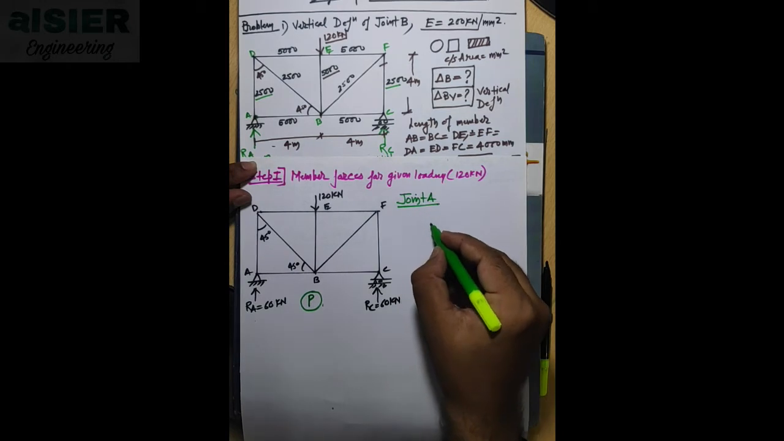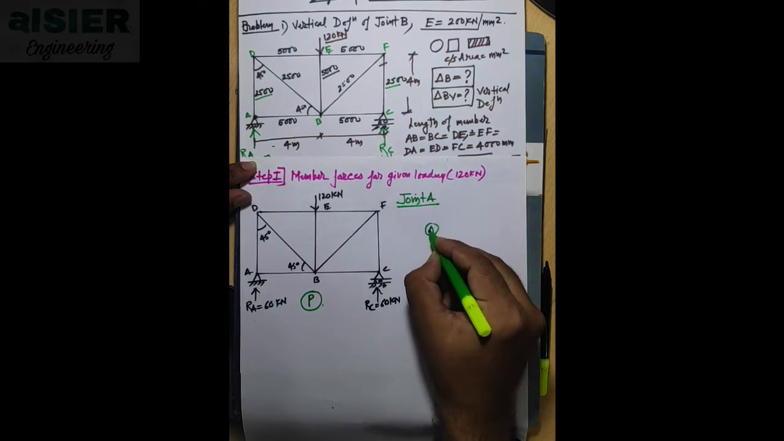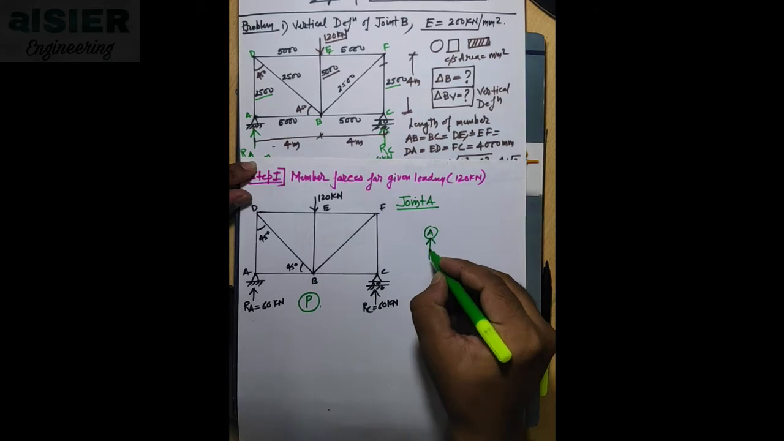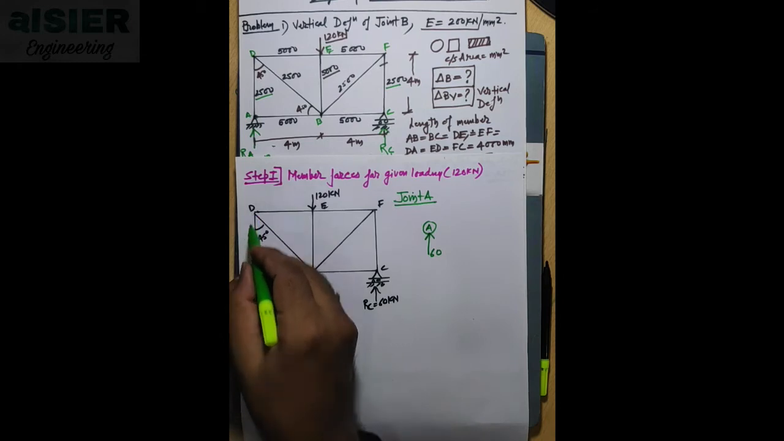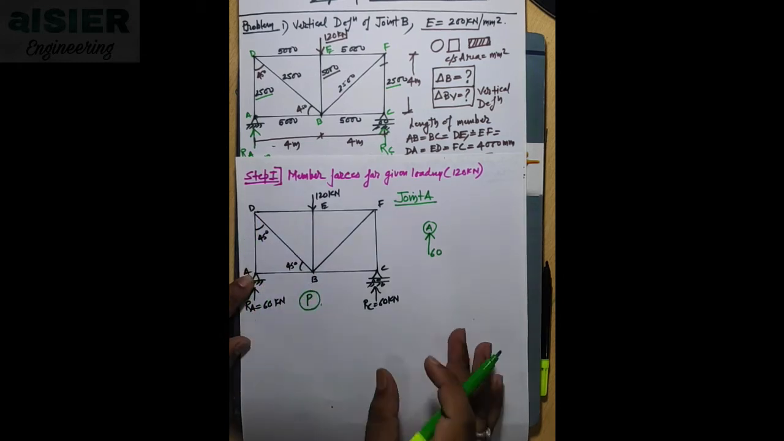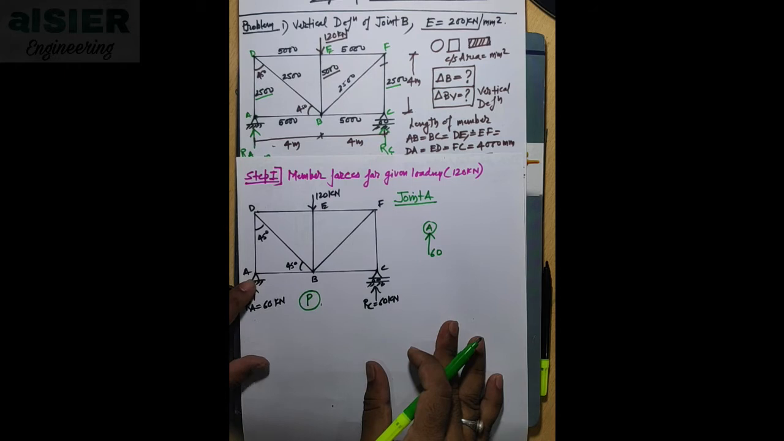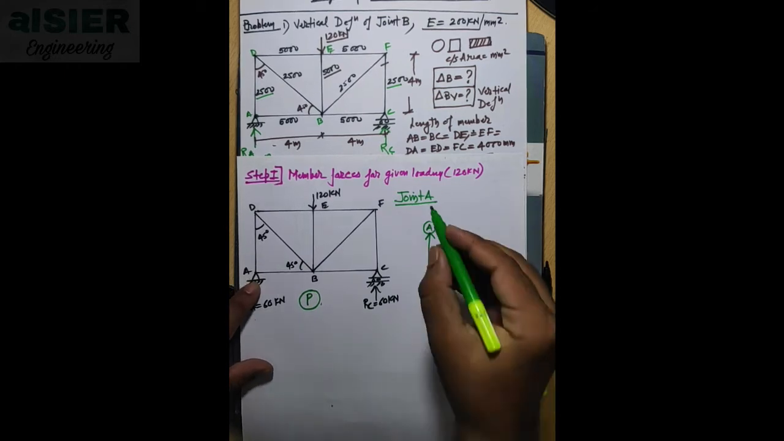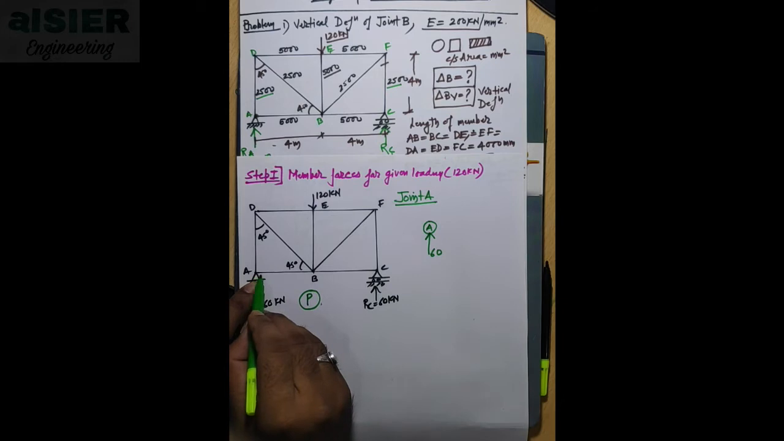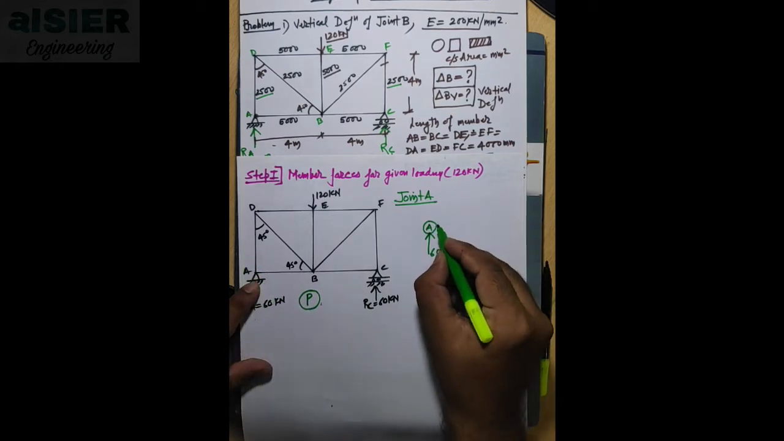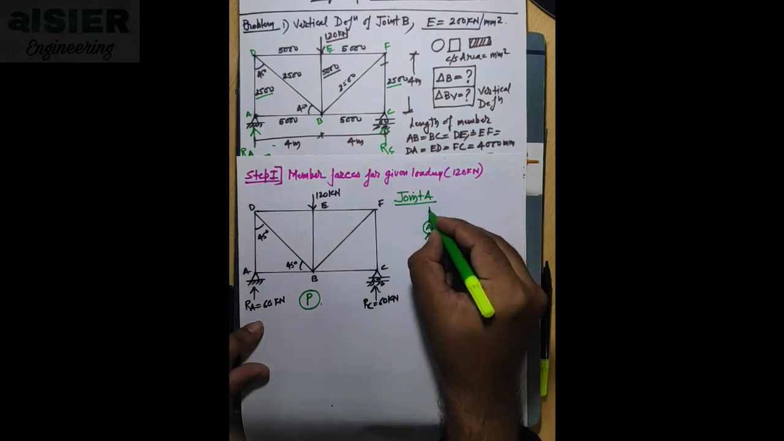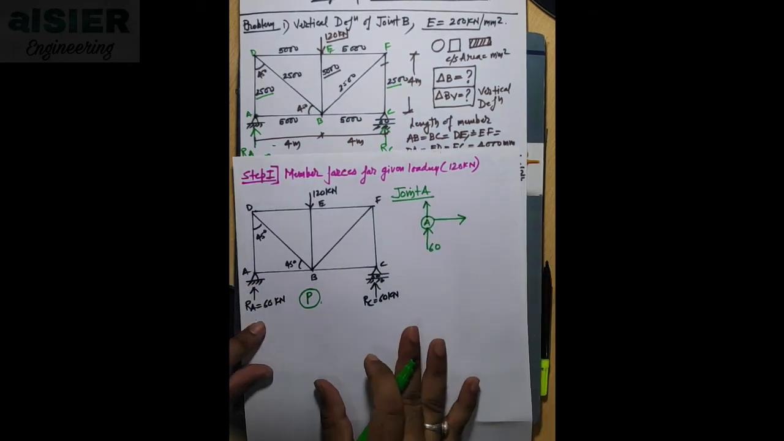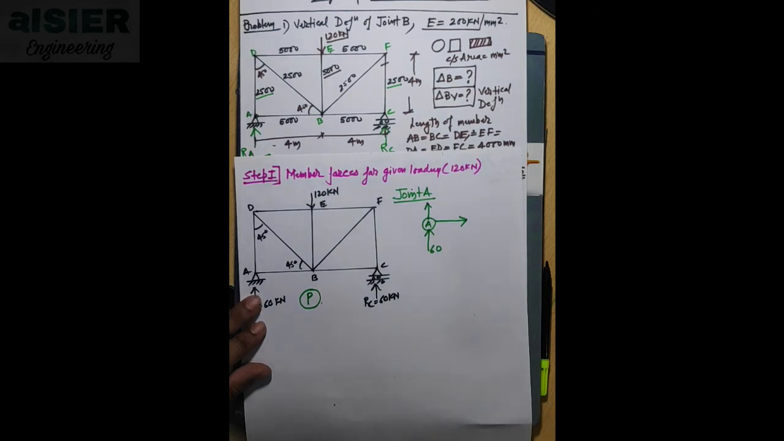Joint A. Let me draw this diagram. This is A. This force is 60 kilonewton, right? Now at joint A there are two members, AD and BA. We don't know magnitude as well as direction of forces in these members, right? So what we will do here, we will just consider that the forces are away from the joints. So for AB we will consider that it is away from the joint. Similarly for AD we will consider that it is away from the joint. This is our assumption. It can be false also. We will come to know when we have the answer, right?